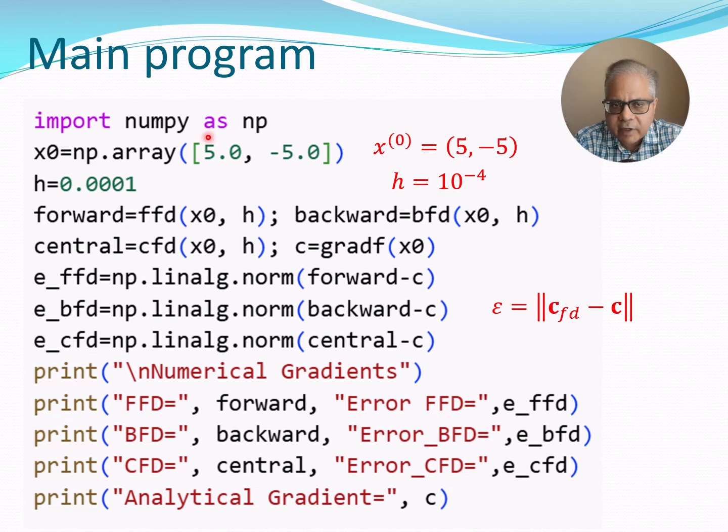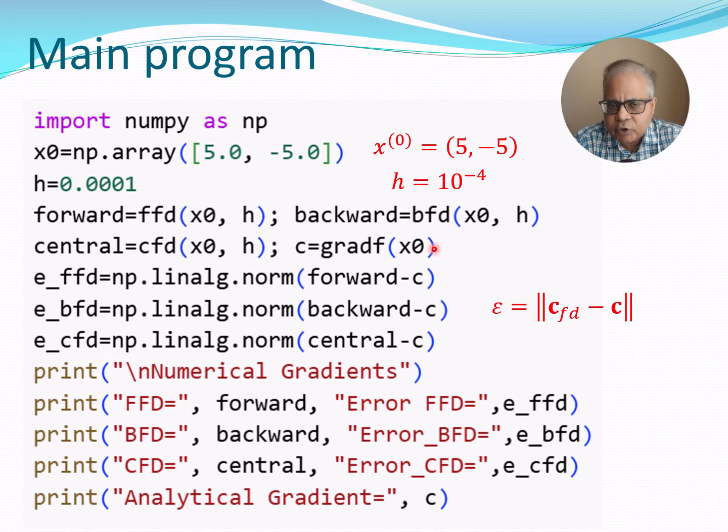So I have written the main program here. I import numpy first. I have the point as 5, minus 5. I set h as 0.0001, and then I essentially invoke these functions, so ffd, bfd and cfd, and I store the values in forward, backward and central. Now also I have the gradient vector, which is known exactly for this simple function here. So I call it using grad f and x0.